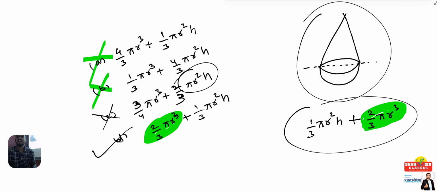Understood, sir? Sometimes if you don't know the formula, no problem. First you delete which is wrong. What is left out, that is only correct. So 2 by 3 pi r cube plus 1 by 3 pi r square h. That is called the elimination technique to solve multiple choice questions.